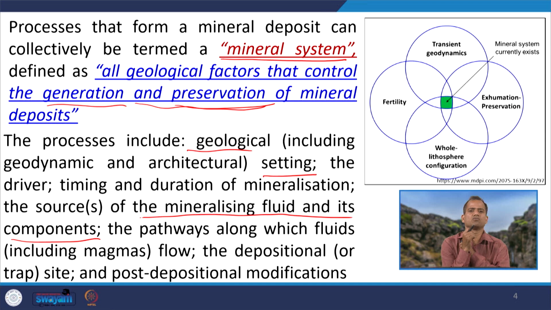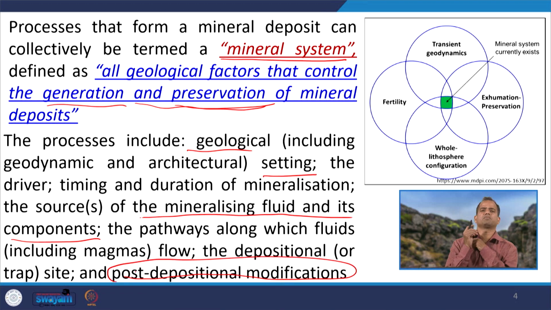Then the pathway along which the fluids flow. Which pathway is this fluid flowing through? It is flowing through sedimentary rock, through faults, through folds, through fold axes, or through igneous rock or metamorphic rock, or pore spaces are already available, or it creates its own pore space. Then the depositional site, that is the trap site. Where is it depositing? It may form the mineral within igneous rock or within sedimentary rock, and then there is post depositional modification.